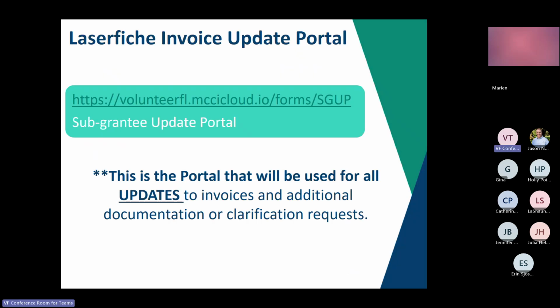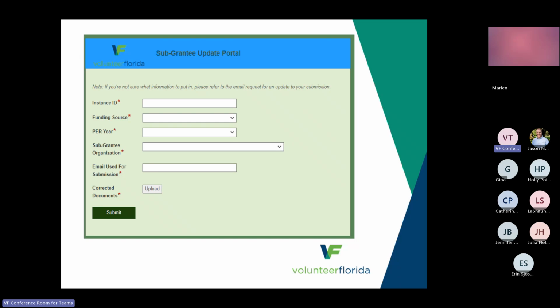So this is the update portal. Again, you will use this if you receive the email that requests further information or clarification or documentation on what you have submitted. Again, you'll see the red asterisk for what is required, and you will see that number 1 is entering that instance ID number. And as you've seen in both the confirmation emails that were received, both of them give you that number. So you will need to include that number when submitting anything in the subgrantee update portal.